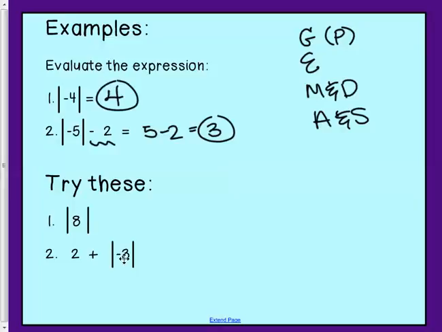Okay, go ahead and try the 2 at the bottom, and I'll be back in just a second to show you what I did. Okay, my work is in blue, so make sure you check yours with a red pen. The absolute value of 8 is 8 because it's 8 units from 0. On this one, you would bring over your 2 and you're adding this right here, which the absolute value of -3 is 3, so you're adding 3 to 2 and you get 5.